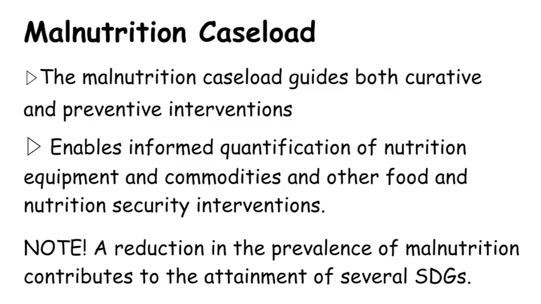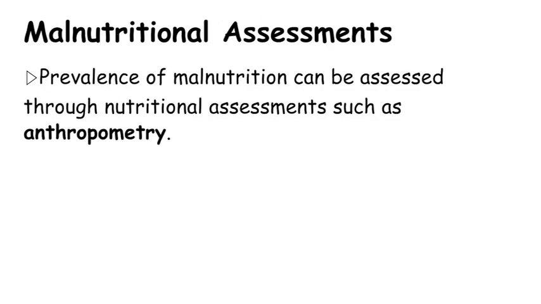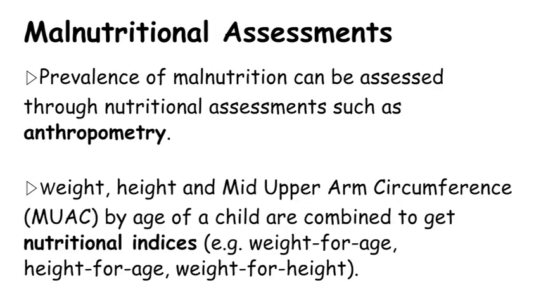It is as well important to note that a reduction in the prevalence of malnutrition contributes to the attainment of several sustainable development goals. The prevalence of malnutrition can be assessed through nutritional assessments such as anthropometric assessments. Anthropometric measurements of weight, height, and mid-upper arm circumference, which you know as MUAC, by the age of a child are combined to get what we call nutritional indices.